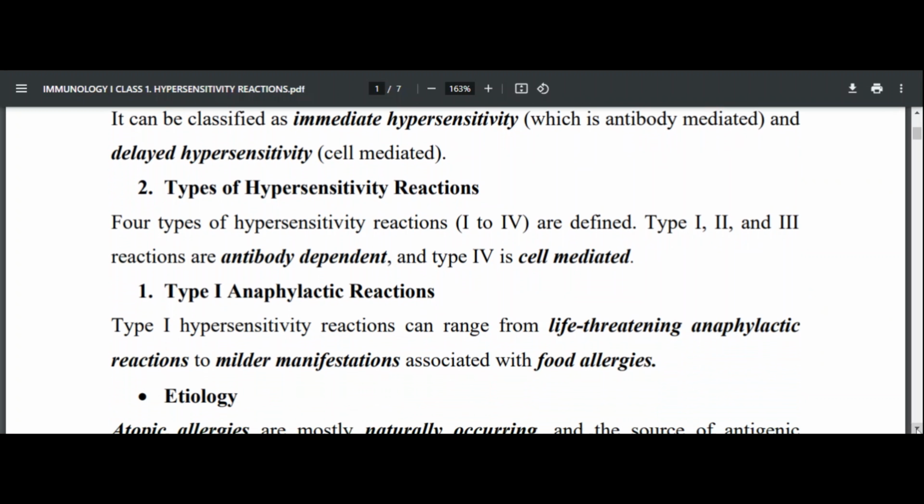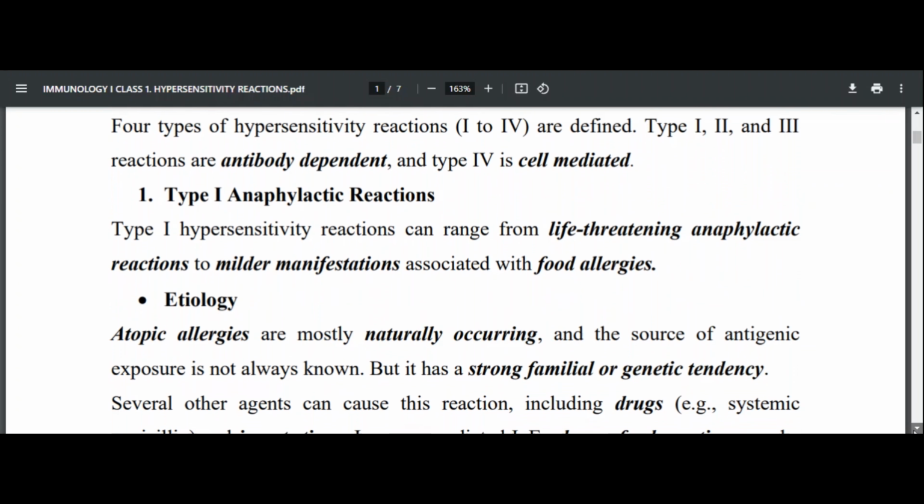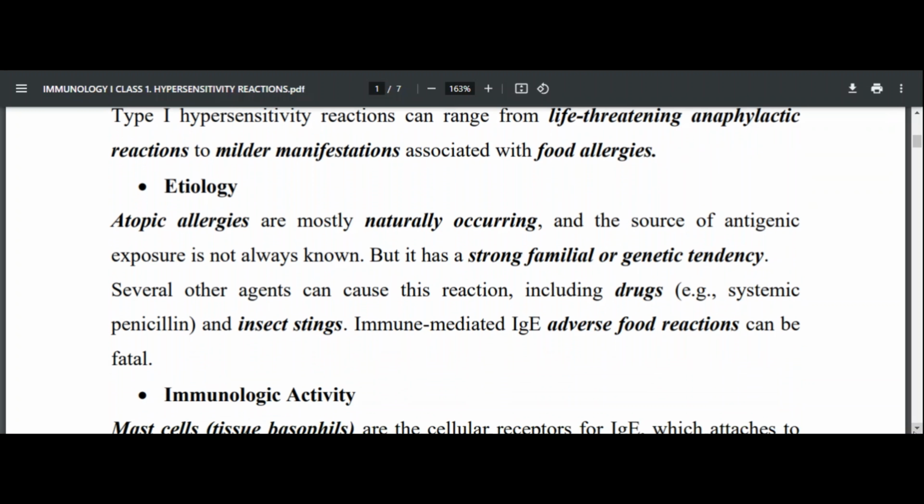So type 1 is also what you call anaphylactic reaction, or type 1 hypersensitivity reaction, which can range from life-threatening anaphylaxis to milder manifestations associated with food allergies. So the main etiology of type 1 hypersensitivity is in case of atopic allergies. These are most naturally occurring, and the source of antigenic exposure is not always known, but of course this is normally a familial or genetic tendency.